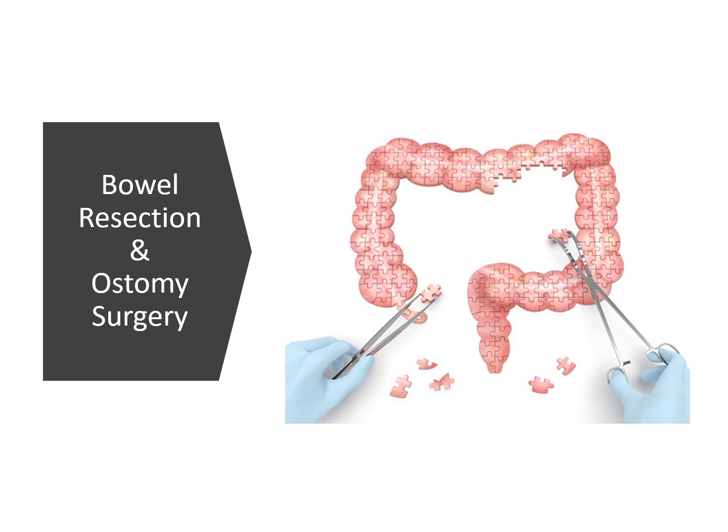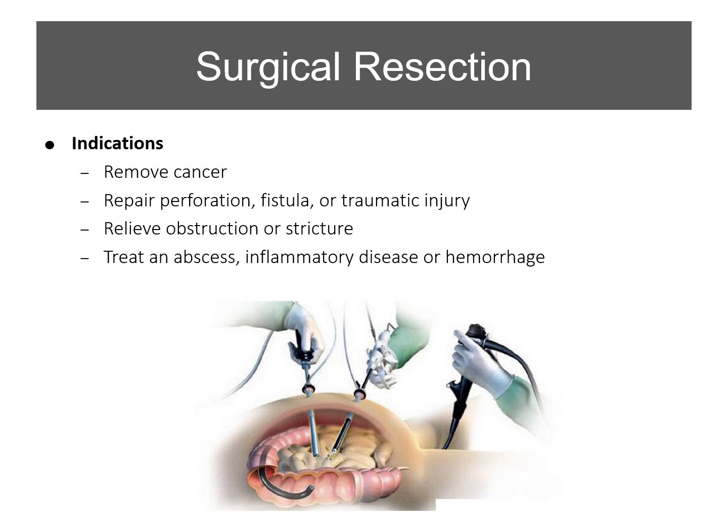Okay, so general bowel resection and ostomy surgery. Surgical resection: reasons why we do bowel surgery, reasons why we cut pieces of the bowel out. We just talked about cancer. That's one. We do this to repair a perforation, which is a hole, a fistula, or other type of injury that may have cut the bowel.